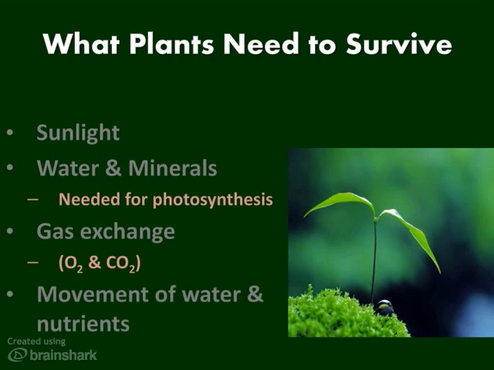Lastly, plants have to be able to move nutrients and water around the body of the plant. Water is taken up in the soil, but food is also produced in the leaves. So plants have to have a system in which the water can be moved up to the leaves for photosynthesis and food can be distributed throughout the plant body. We're going to look at a lot of these adaptations in the coming slides and in the coming days.